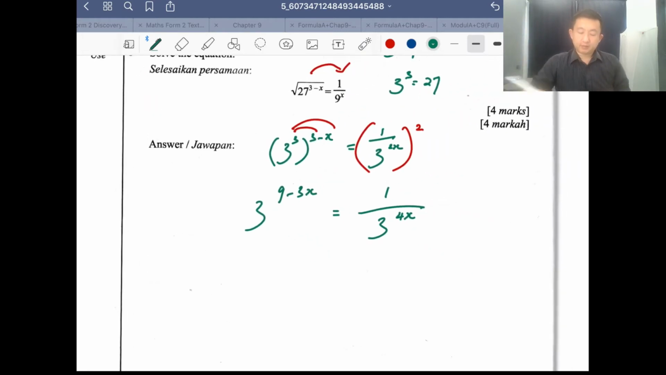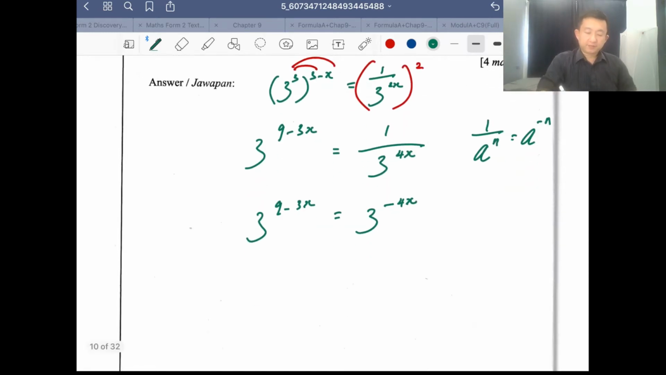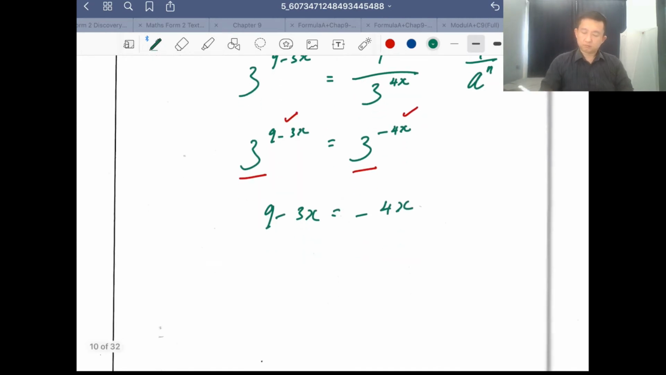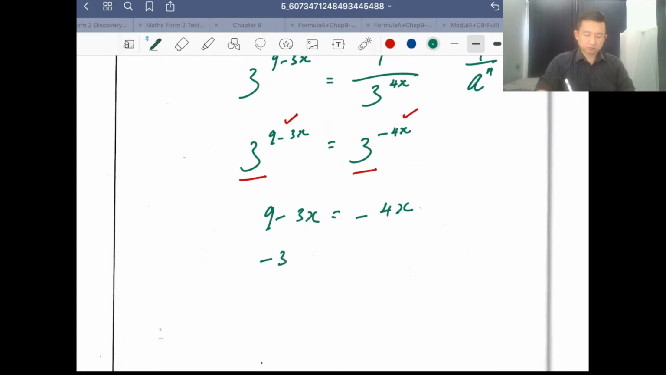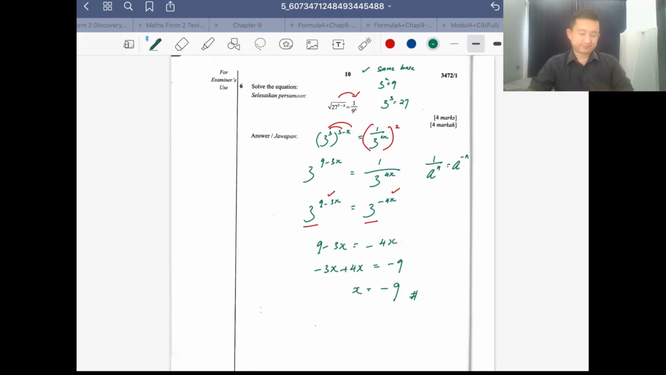Okay, this is the part. Remember, you can write it in this way. They have the same base. You can ignore it. Look at the power. x equals negative 9.